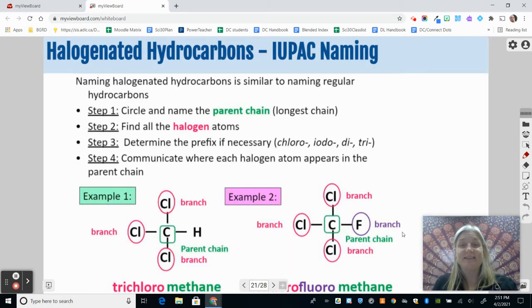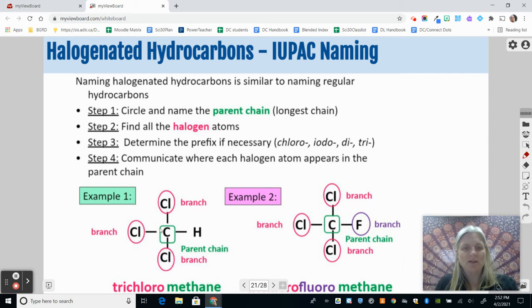Okay, so we're jumping into the naming of these halogenated hydrocarbons. You do need to know how to name them. So it's the same way as we named the other things. We still follow the same rules. Step 1, circle and name the parent chain, the longest chain. Find all the halogen atoms. Determine the prefix necessary. Is it a chlorine that's been added, an iodine? How many of them? 2, 3. And then tell you where those atoms appear on the chain.